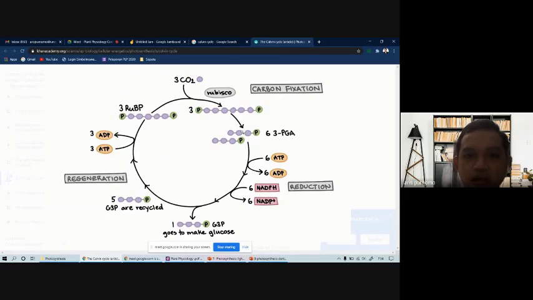And then one of the PGA molecules will become G3P, which goes to make glucose, while the other ones go to the regeneration to make RuBP, so that the Rubisco is also cycled again.